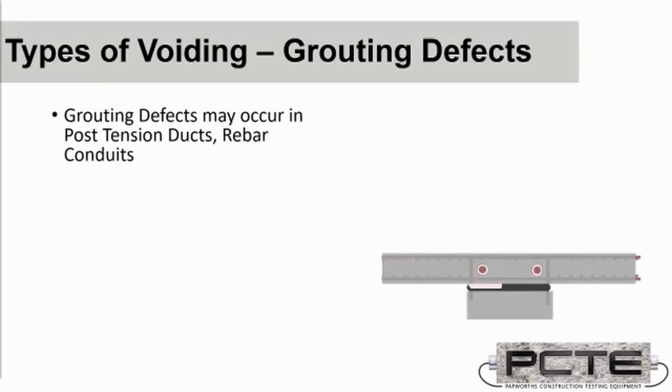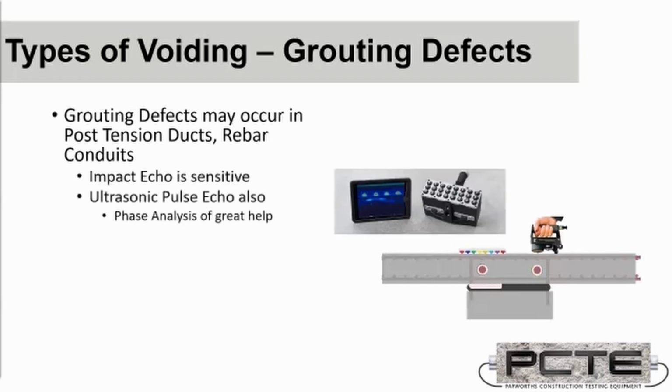The final kind of void I want to show a small case study of is grouting defects. It may be in a conduit, post-tension duct. It may be between joins.